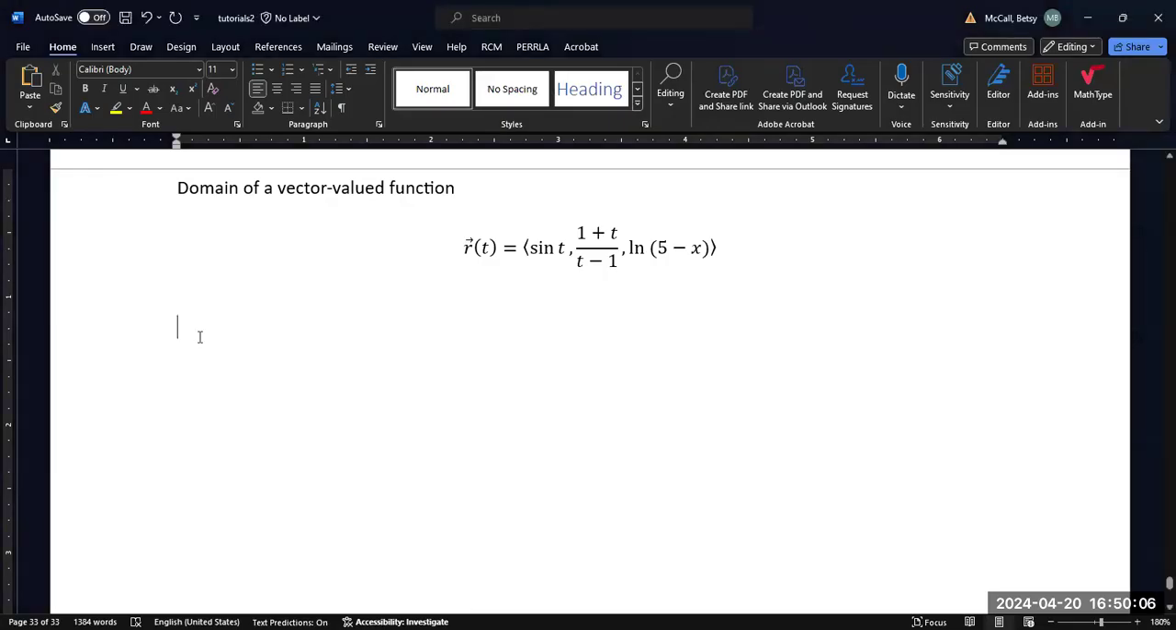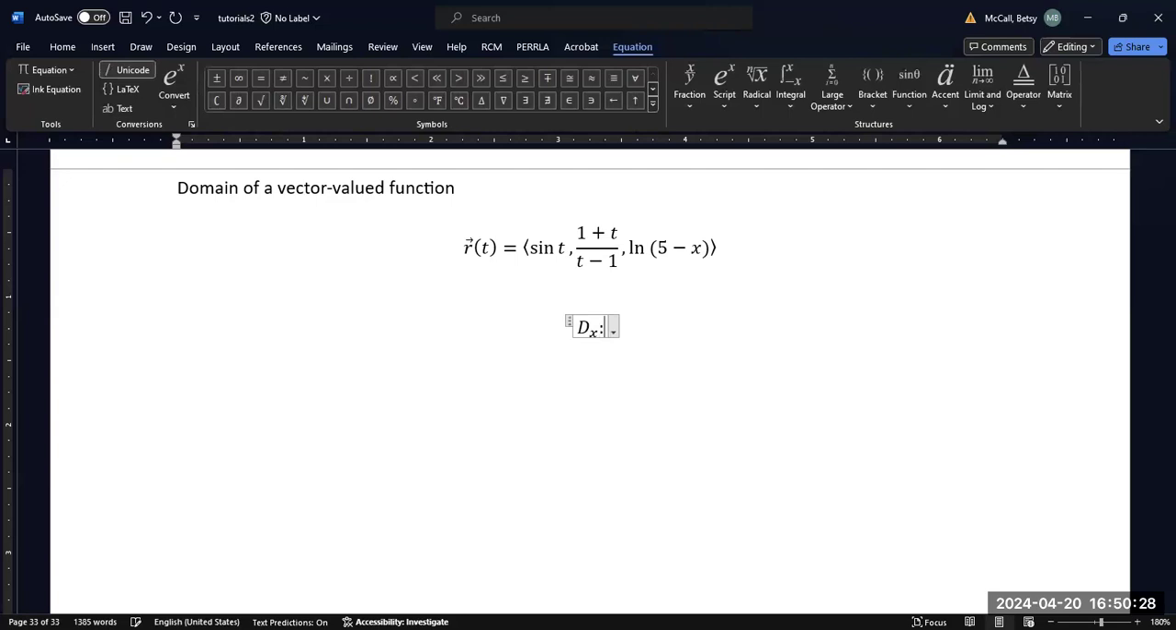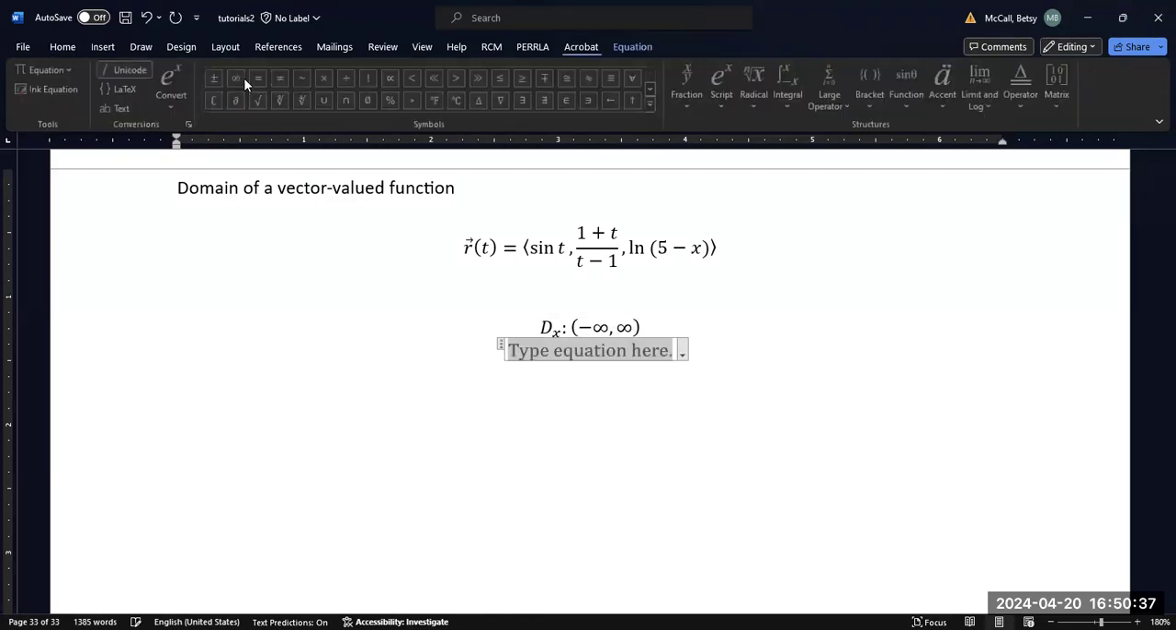Okay, so in this video, we're going to be looking at the domain of a vector valued function and how to find it. So the basic idea here is that we're going to find the domain of each component, and then we're going to see where those intervals overlap with each other. So let's think about the domain of our x component. In this case, this is going to apply to all real numbers, because sine is always defined.